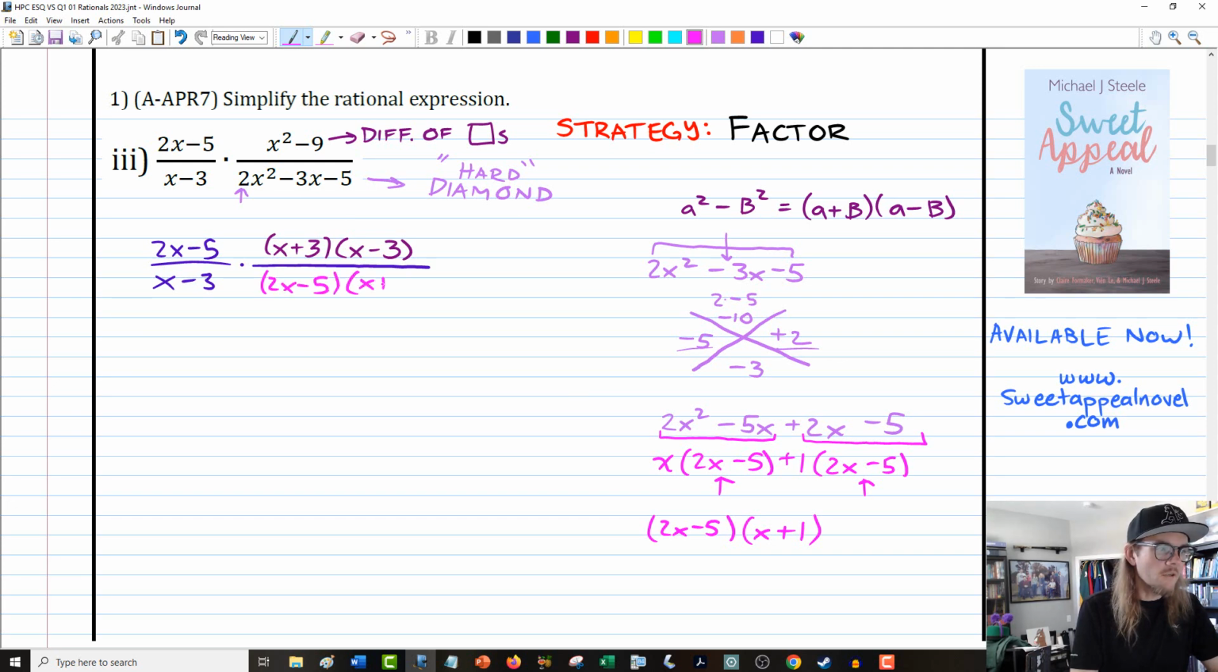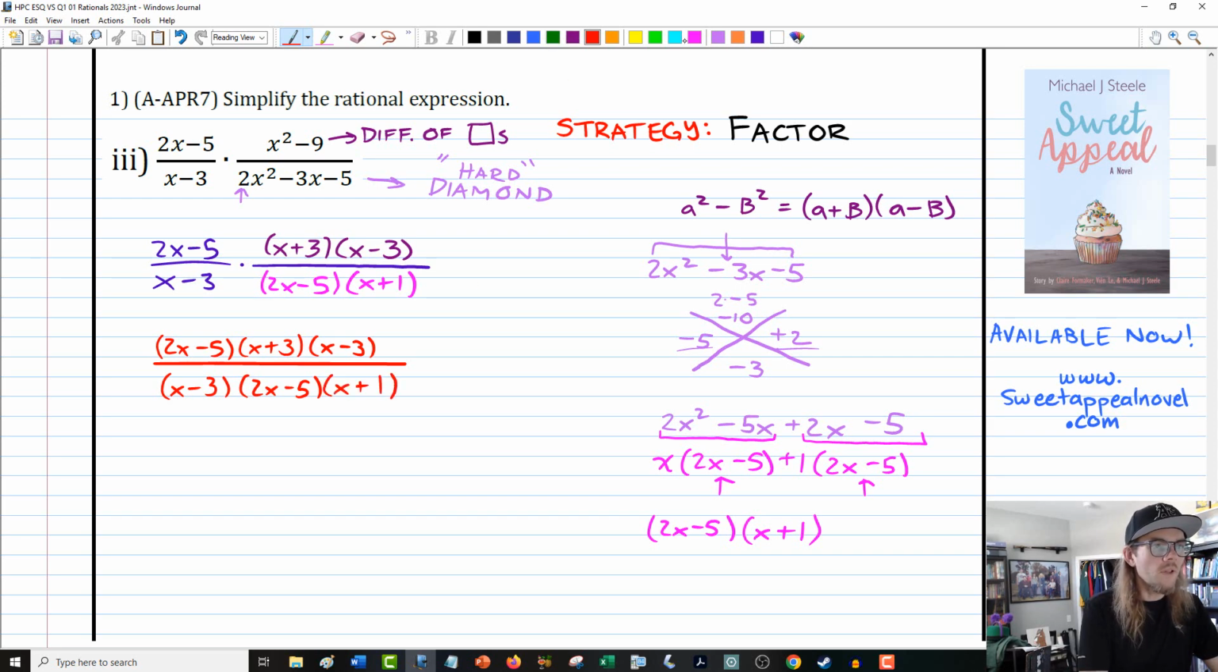So I'm going to pop that up into my denominator. Now I've broken everything apart. While I typically just start slashing my way through it at that point, for clarity's sake, let's combine this a little more formally. Since we're multiplying, we can combine these into a single expression. This is 2x minus 5 times x plus 3 times x minus 3 in the numerator. And down below we have x minus 3, we have 2x minus 5, and we have x plus 1.